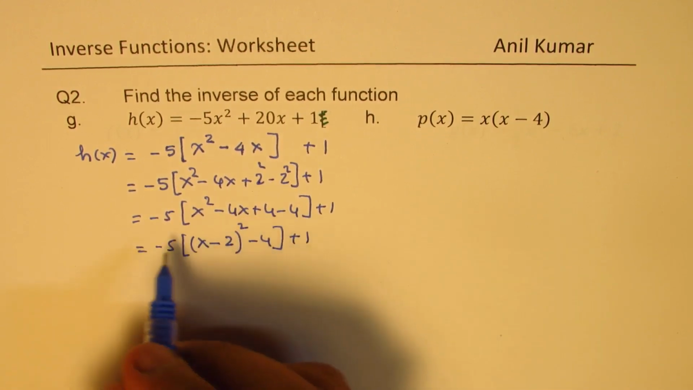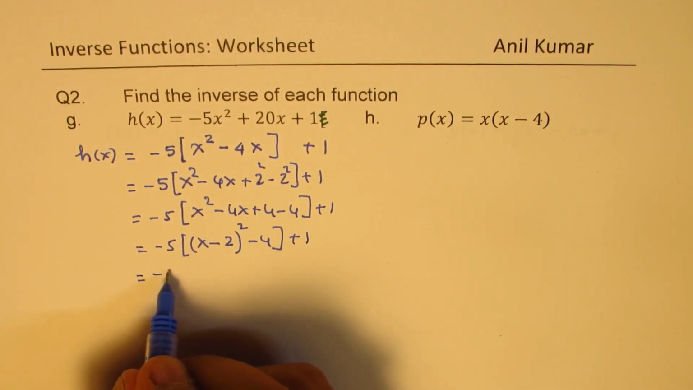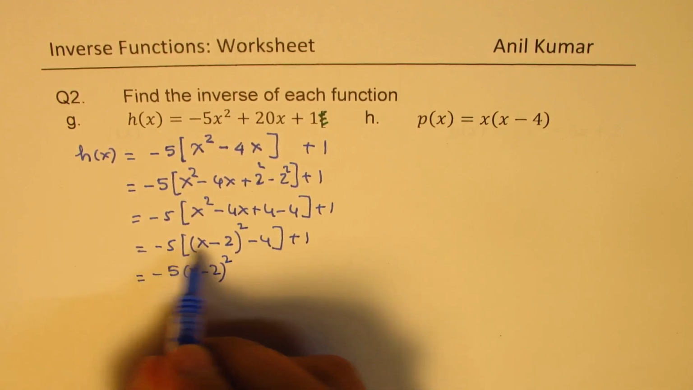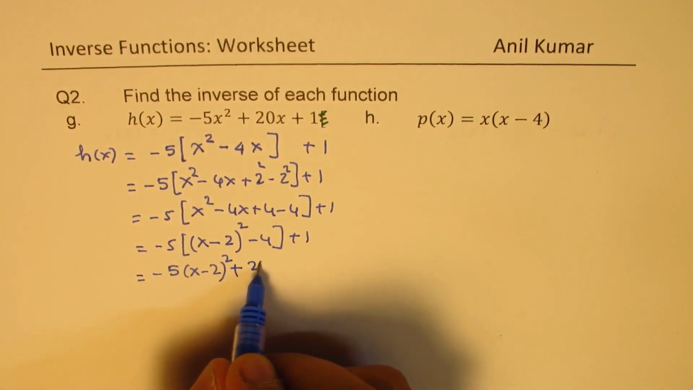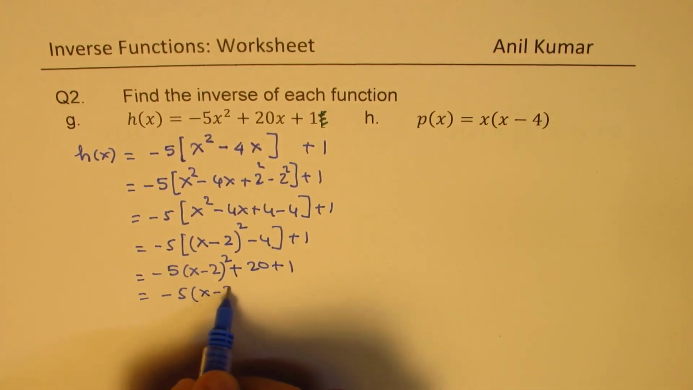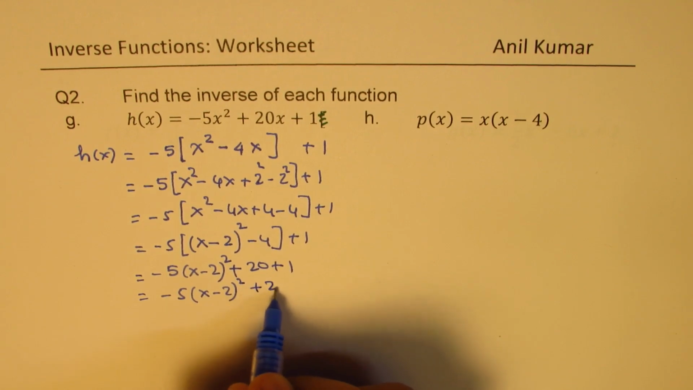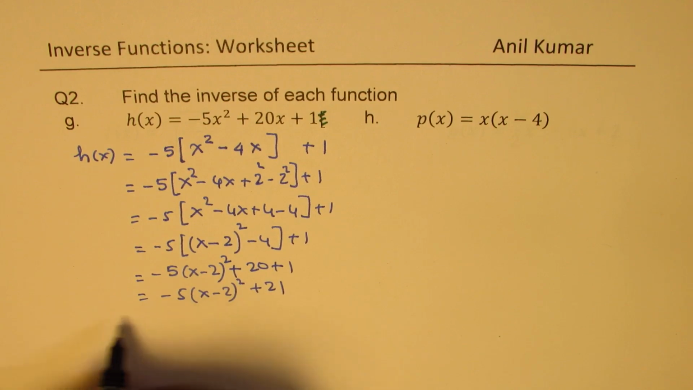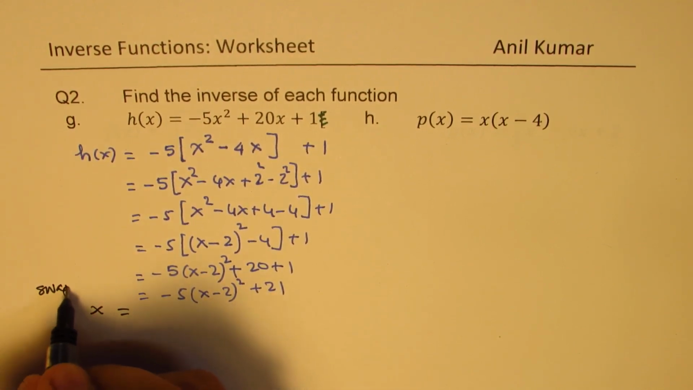This step was not really required. Let's open the bracket. So we get minus 5(x minus 2) whole square. Open this bracket, so plus 20 plus 1. Or we get minus 5(x minus 2) whole square plus 21. Correct? So that is the function. Now we can find the inverse of this particular function. Okay? So for the inverse, we'll swap x and y, so swap and then do inverse.